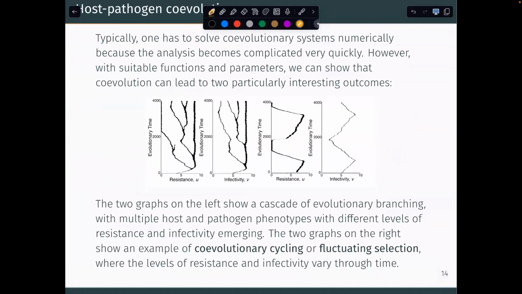This one on the left here is host resistance, and this is pathogen infectivity going through time. These two on the left are one scenario, and the two on the right are another scenario. What's going on here is we're getting this cascading branching. First, the host population branches into two levels of resistance. This creates a feedback loop, which means that now the pathogen can branch into two different levels of infectivity. That creates a feedback loop, which means the host can now branch into another level of resistance. The pathogen then can branch into another level of infectivity, and so on.